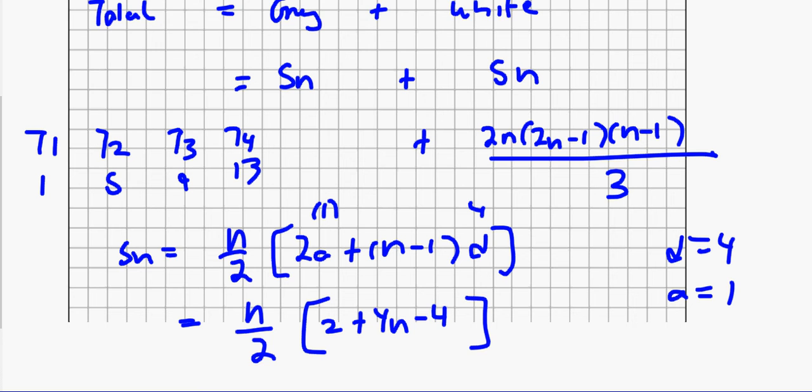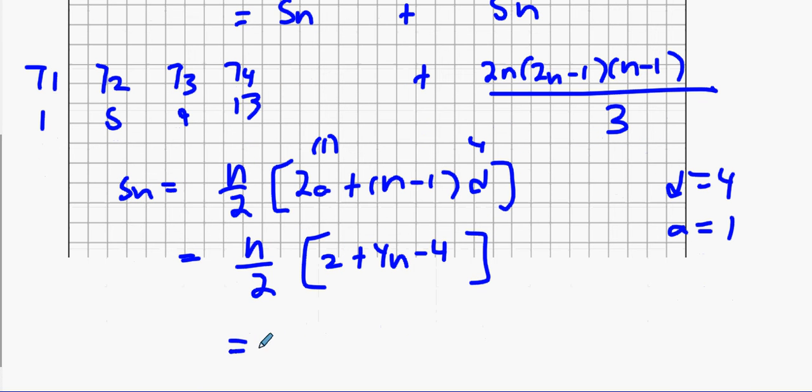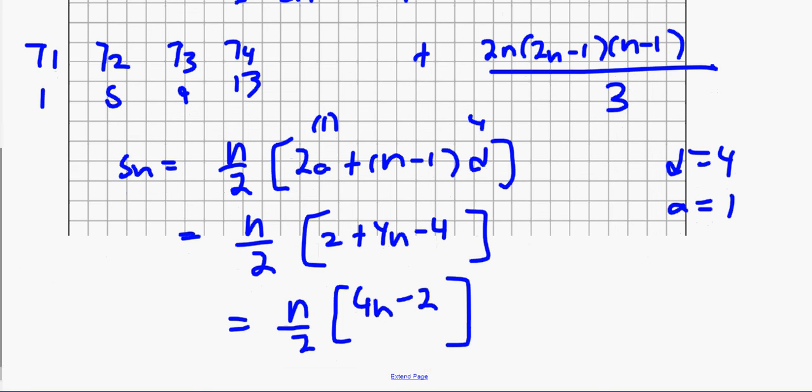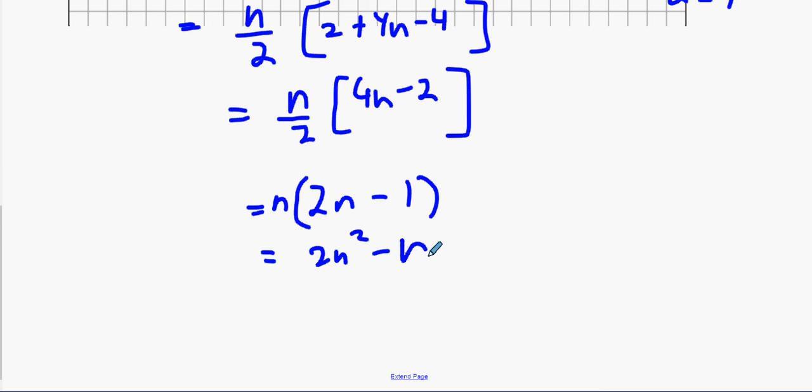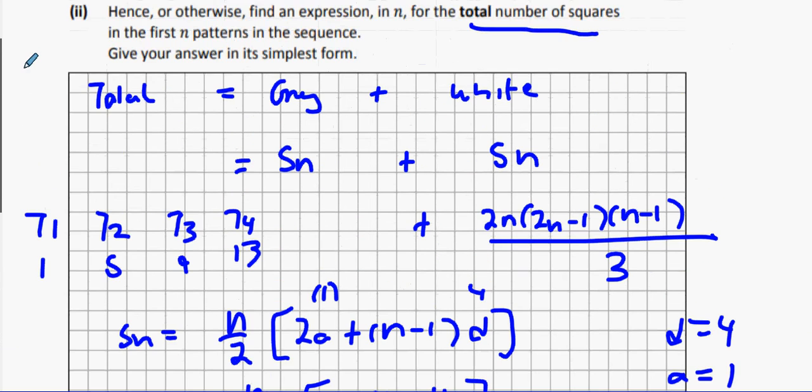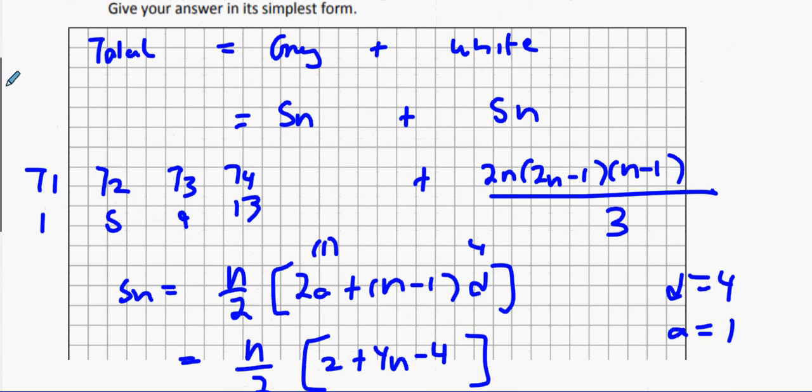That's 4, so that'd be 4n minus 4, and then we get n over 2 into 4n minus 2. Now divide it by 2 and we get 2n minus 1 times n. So it could also be written as 2n squared minus n if you want. So we worked out all that, and I'm going to go for n into 2n minus 1.